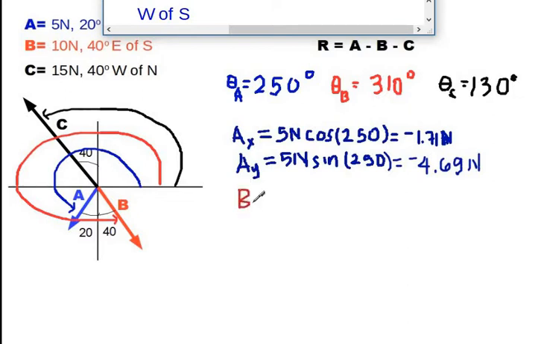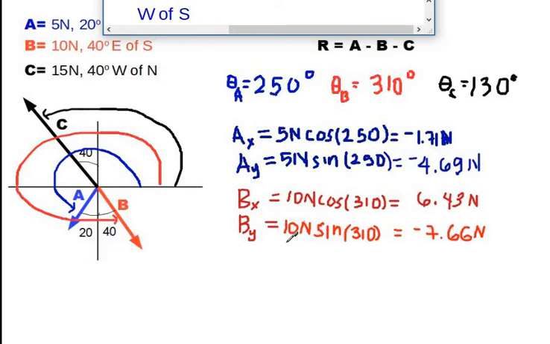Given by this formula, Bx, which is equal to 10 Newton cosine of 310. So, ang equal value niya is approximately equal to 6.43 Newton. And ang By equal to 10 Newton sine 310. That is approximately negative 7.66 Newton.